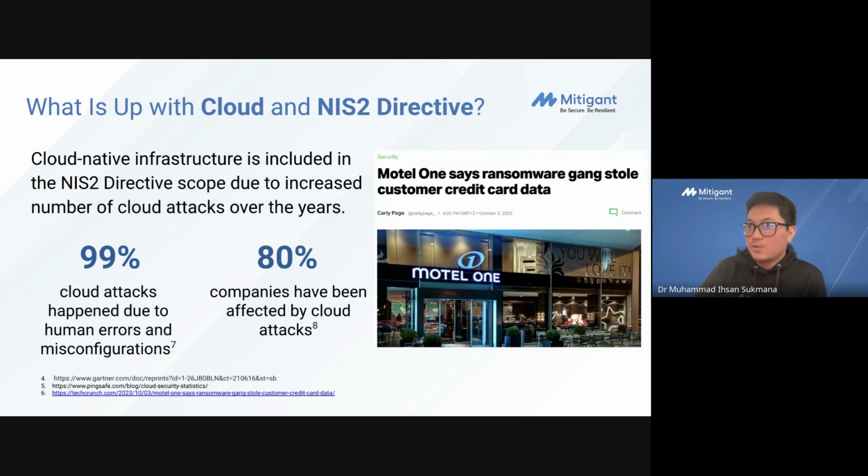For example, the latest one is the one from Motel One, where their servers got hacked, and then the ransomware actually stole the customer credit card data, and they also encrypted the data. But the interesting thing is that 99% of the cloud attacks happen due to human errors and misconfigurations.